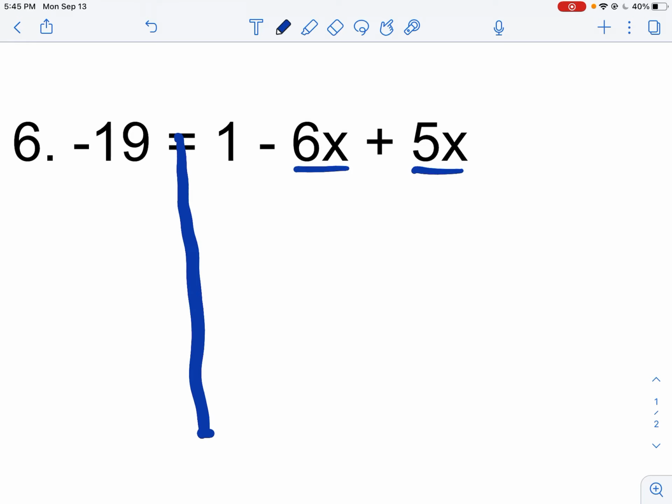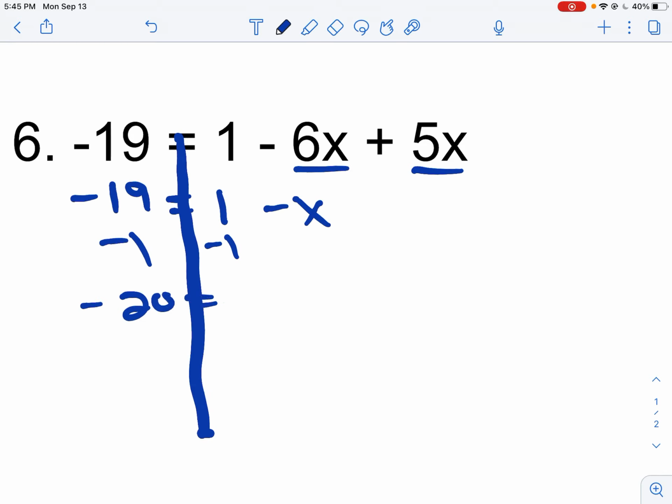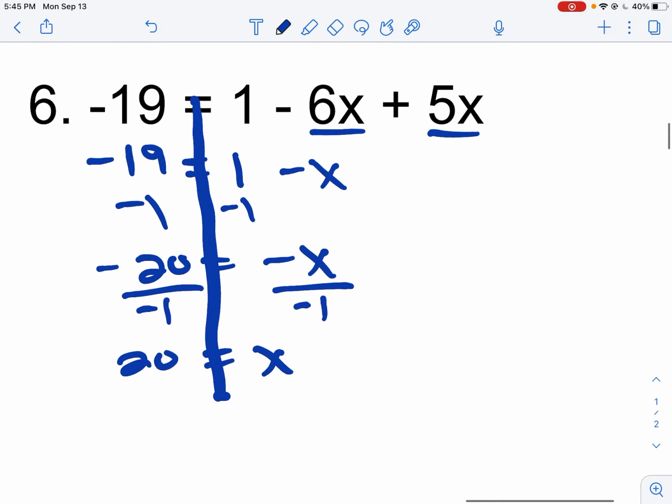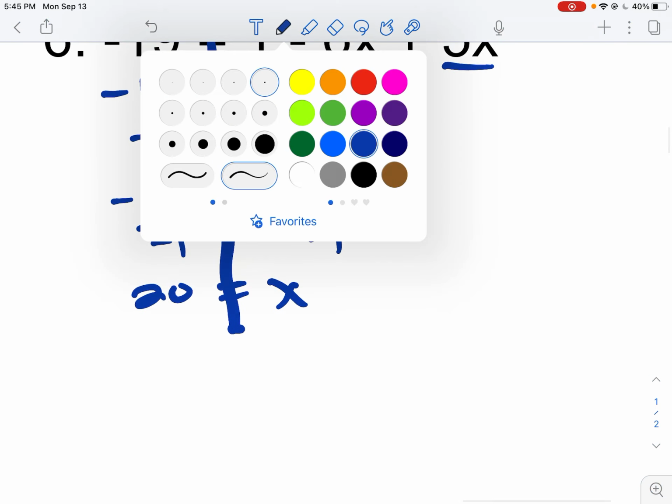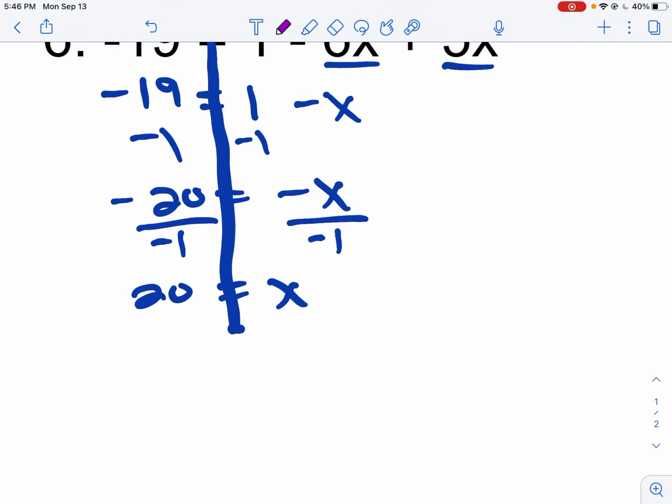Okay, there's no distributive, but there is combining like terms. So I'm going to combine these two. So I have negative 19 equals 1 minus x. So I'm going to subtract 1 from both sides, get negative 20. Now this negative doesn't go away, boys and girls. I divide by a negative 1 on both sides, and I get 20 is equal to x.